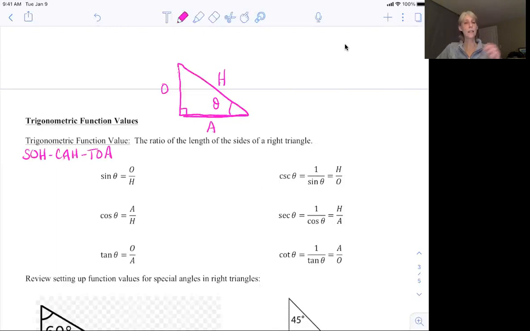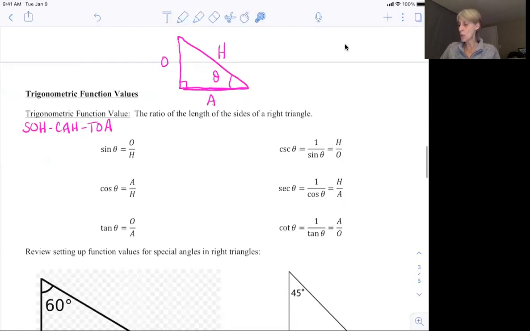In which case, the sine is opposite over hypotenuse. Cosine is the adjacent length over the hypotenuse, and tangent is opposite over adjacent. We should also remember our reciprocal functions right now. The cosecant is 1 over sine or hypotenuse over opposite. So you can either flip your sine or you can just set up hypotenuse over opposite, whichever works for you.